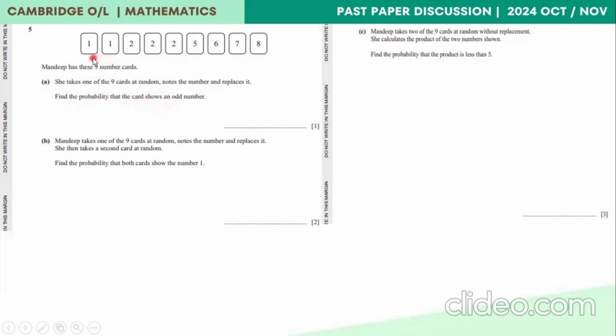So the odd numbers from these 9 cards are 1, 5, and 7. So we have 2 1s and 2 1s and 1, 5, and 7. So our numerator will be 4, and the total number of cards is 9. So our final answer is going to be 4 over 9. That is because the number of odd numbers here is 4 and the total is 9. So our final answer is 4 over 9.